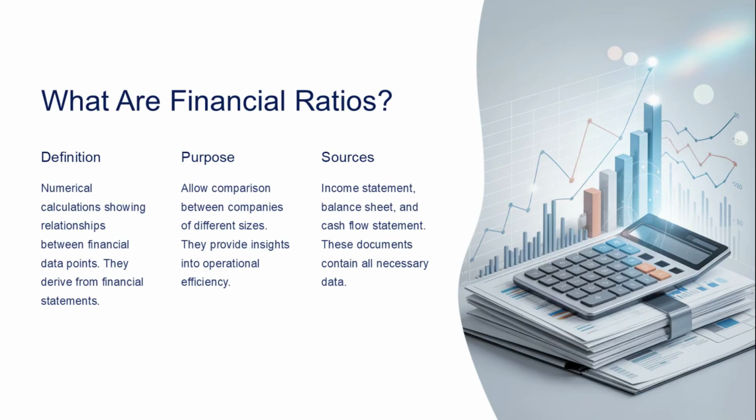The key sources of data for financial ratios are the 3 main financial statements: income statement, balance sheet, and cash flow statement.